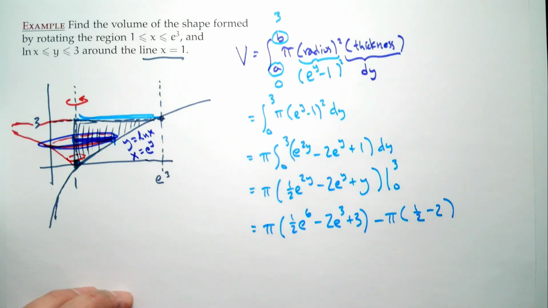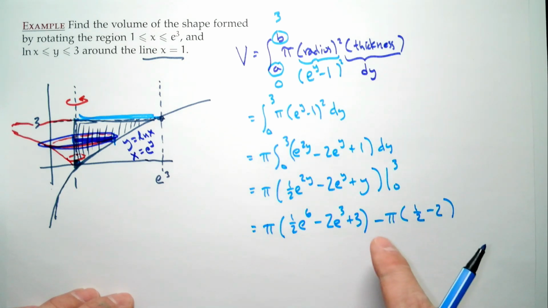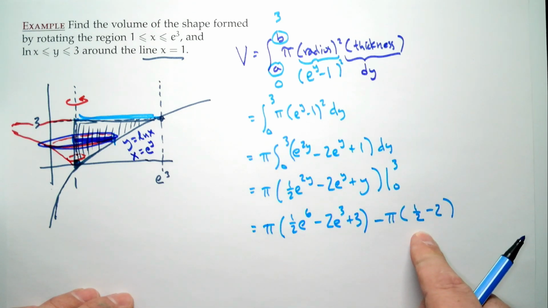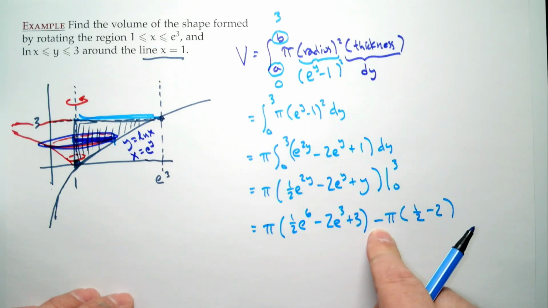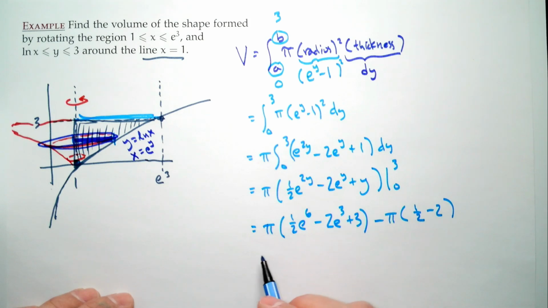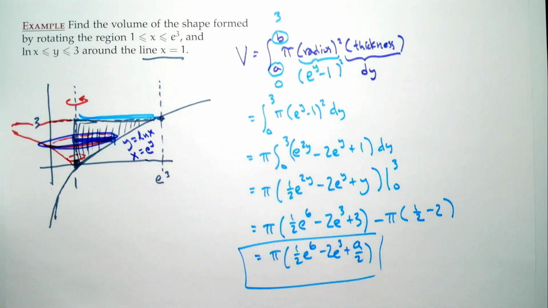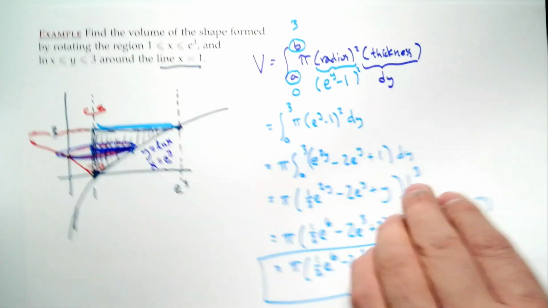All right. And you could leave your answer like that, or you can say, oh, I have a plus 3. And then here you can combine these together. This is really a minus 1/2. Plus another minus makes a plus 1/2. So you have 3 plus 1/2, that's 4.5 or 9/2, I think. So if you wanted to, you could combine those together: 1/2 e to the 6 minus 2e cubed plus 9/2. And there we go.